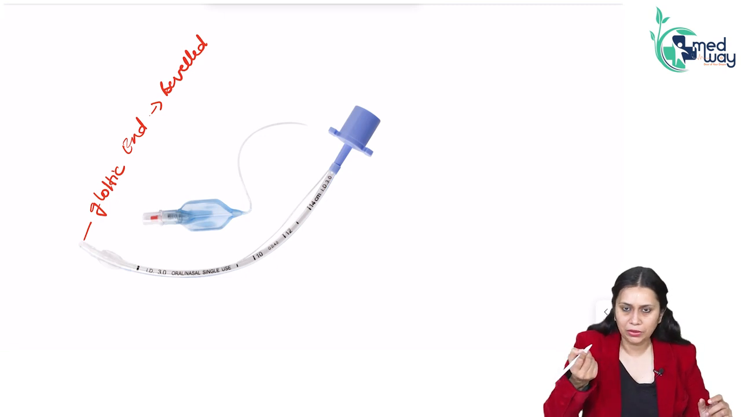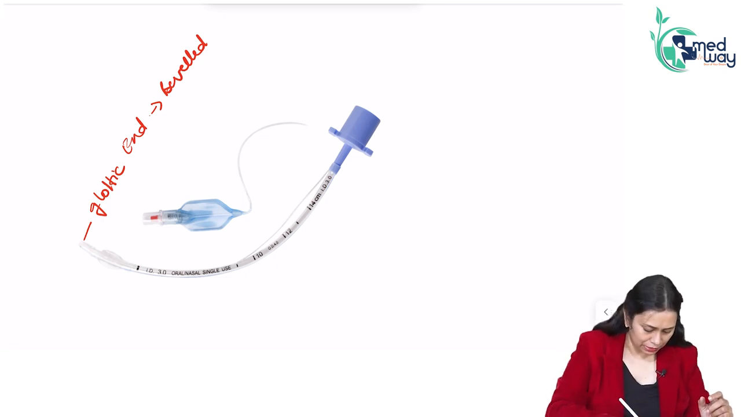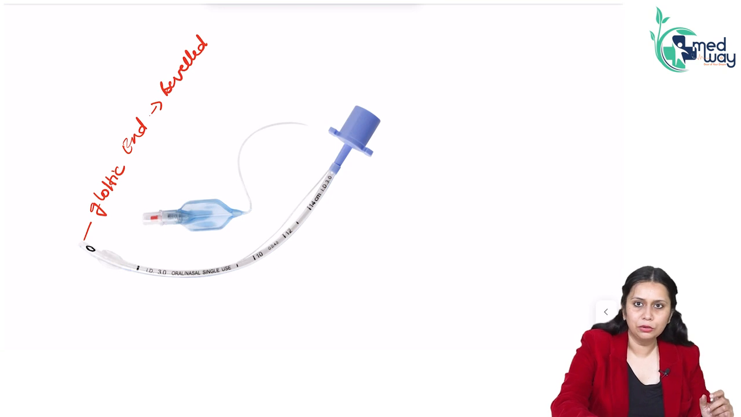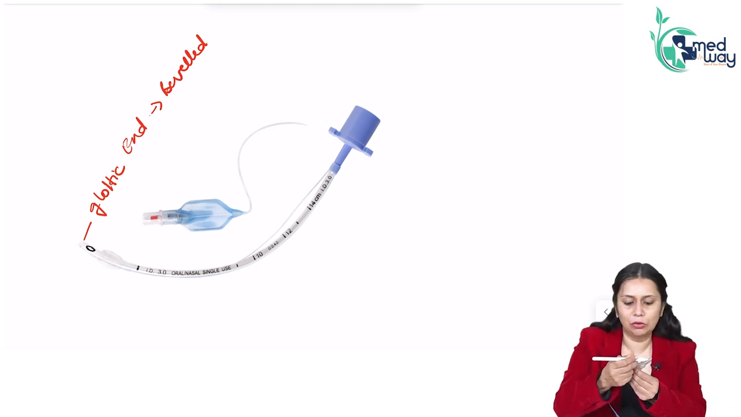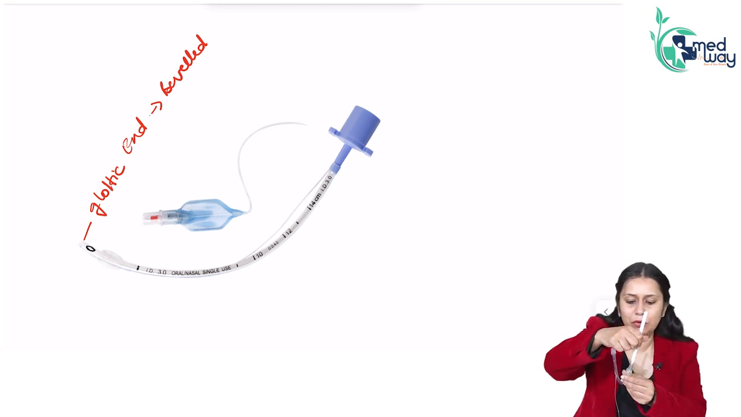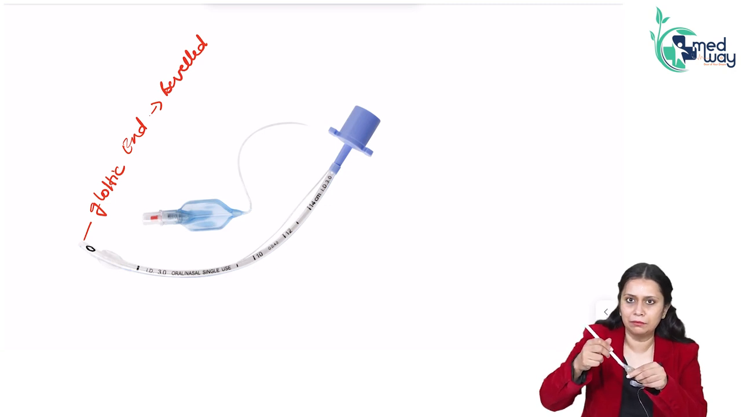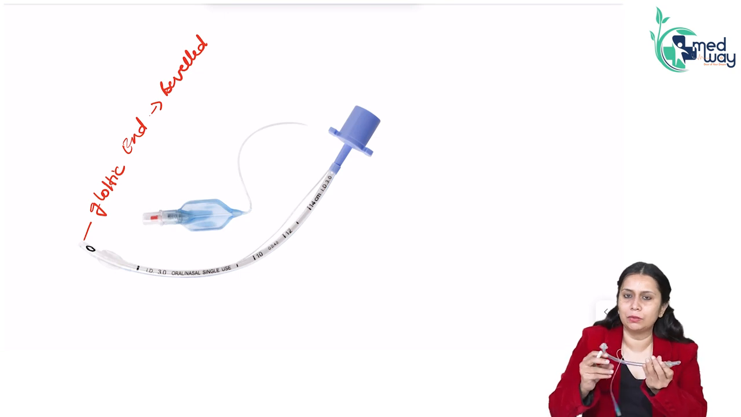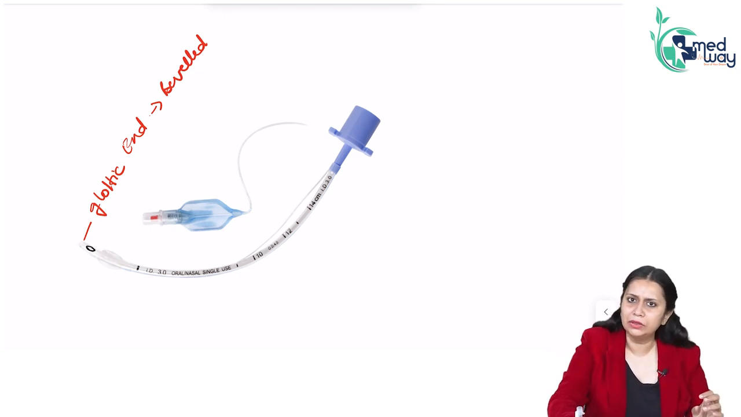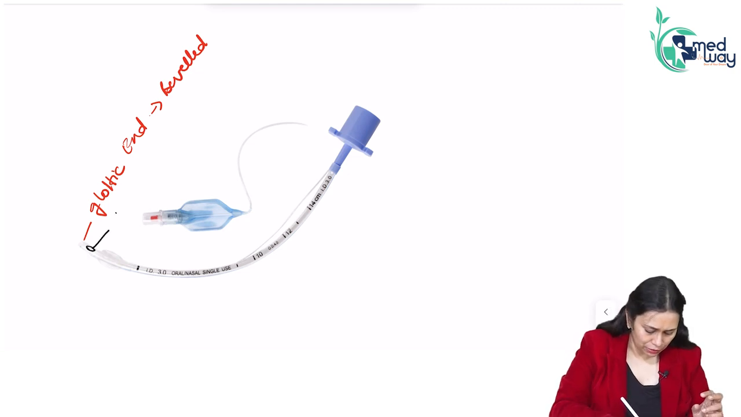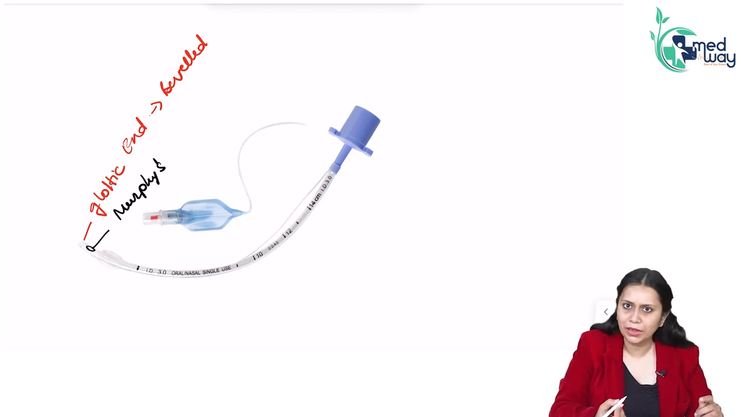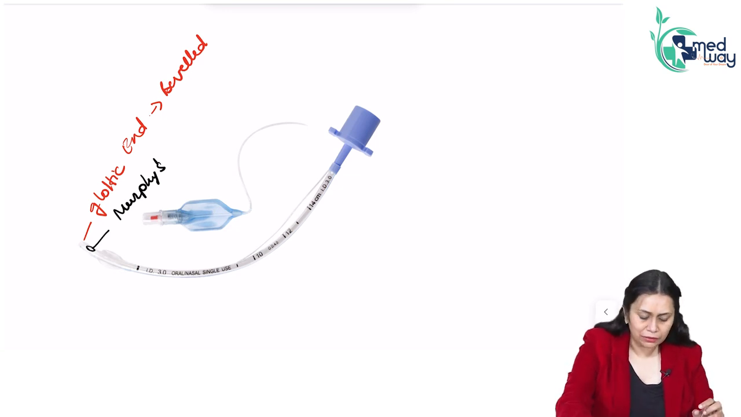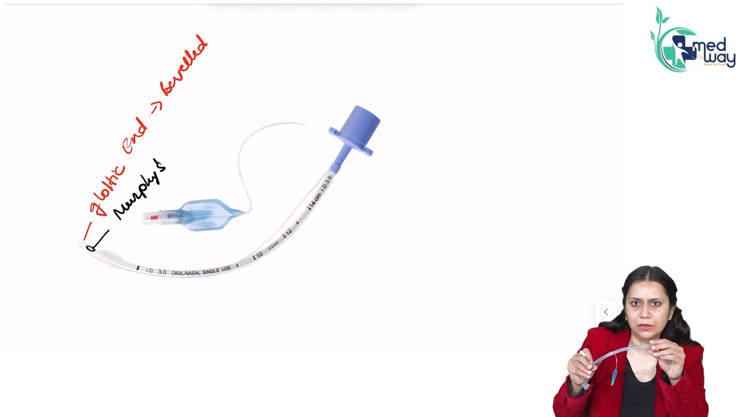Just beyond the glottic end, there is another opening in the tube. This is the other opening, okay? So this is the main opening from which I am inserting my pen, and these are the side openings in the wall of the tube. There are some tubes without this side opening also, that's called Magill tube. I'll talk about it. So this is called Murphy's opening, okay?